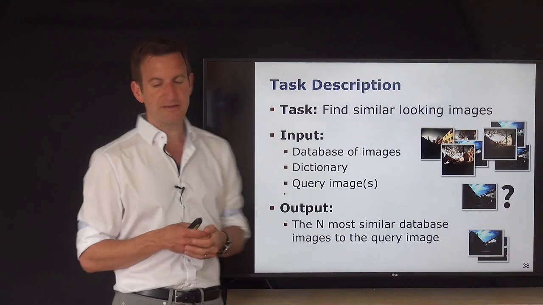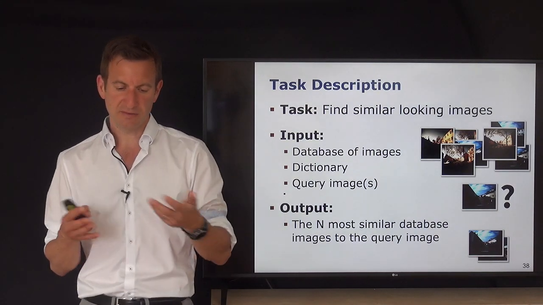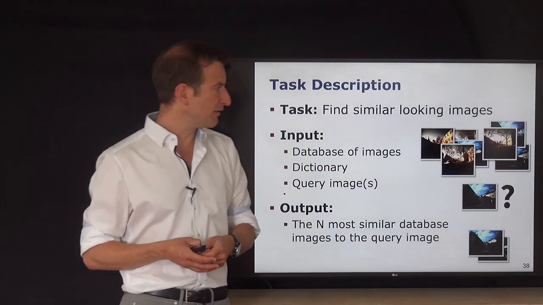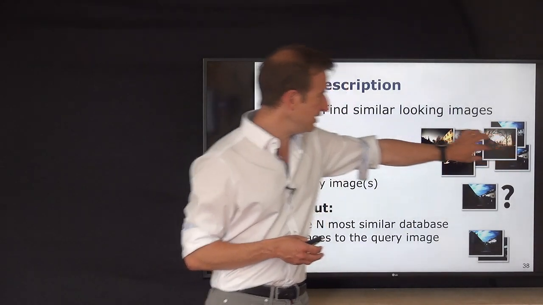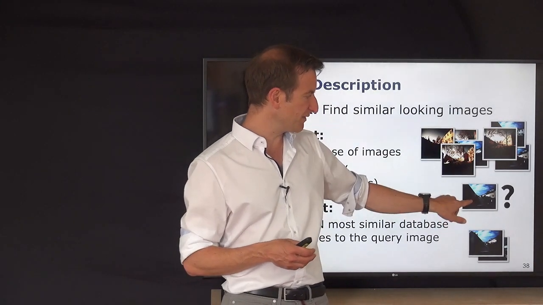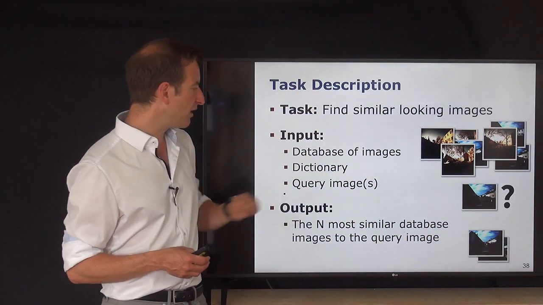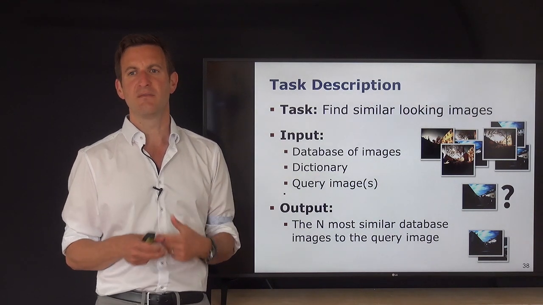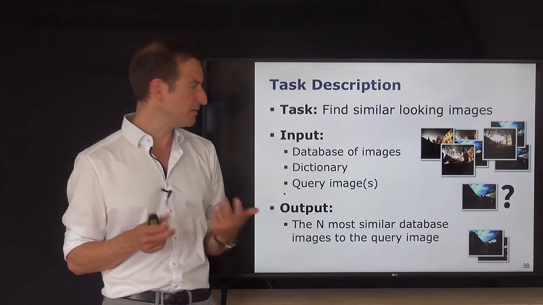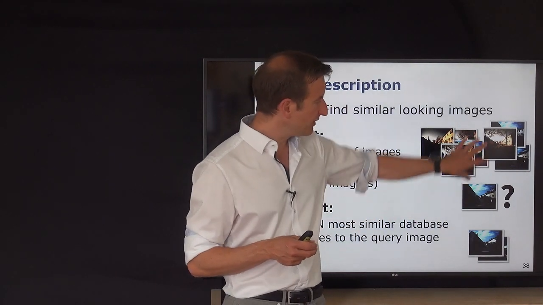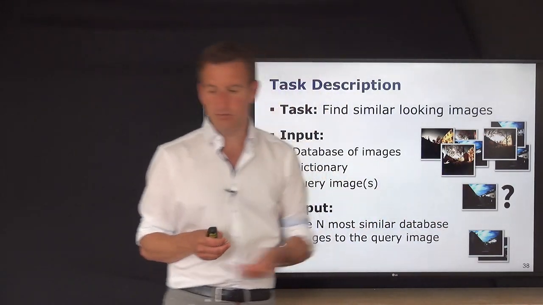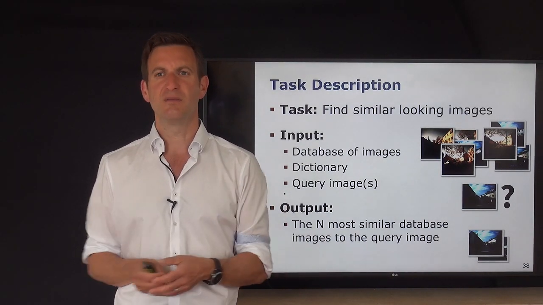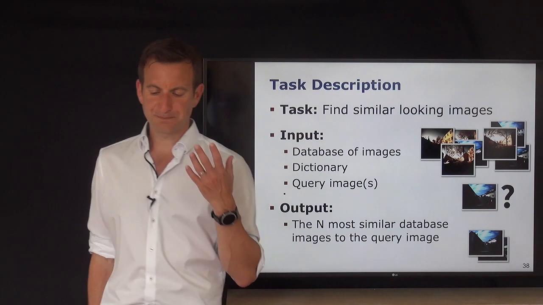The input is my database of images, my dictionary, so that the database can be turned into my histograms, and a query image or multiple query images. So let's say this is my database. I put in one query image, and then the outputs are the n most similar images from my database, similar in the sense of similar to the query image or images. So if this is my query image and this is my database, these may be, let's say, the two most similar ones that I will return. So how do I do this similarity query now?